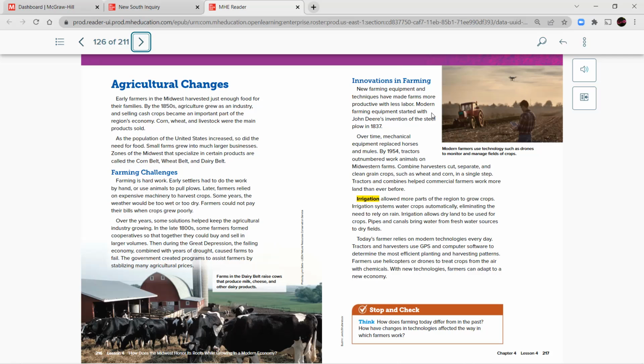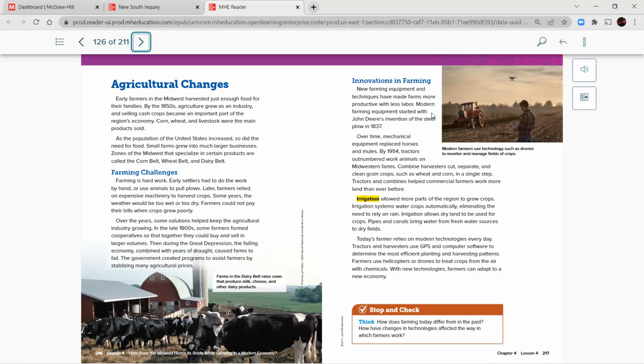Combined harvesters cut, separate, and clean grain crops, such as wheat and corn, in a single step. Tractors and combines help commercial farmers work more land than ever before. Irrigation allowed more parts of the region to grow crops.